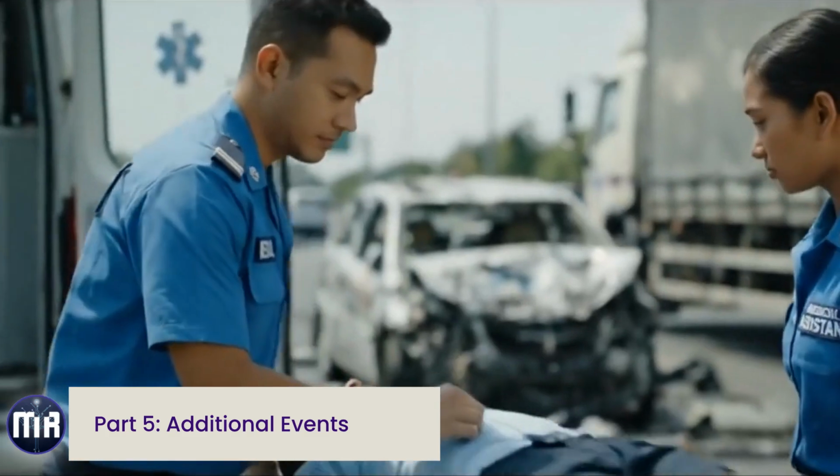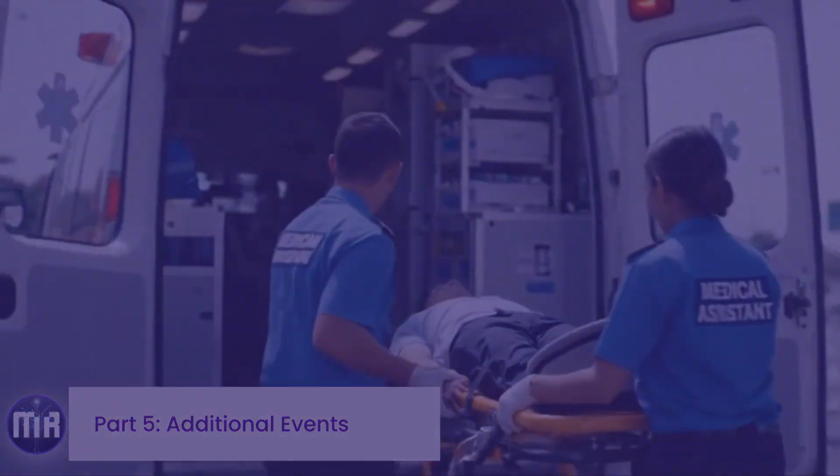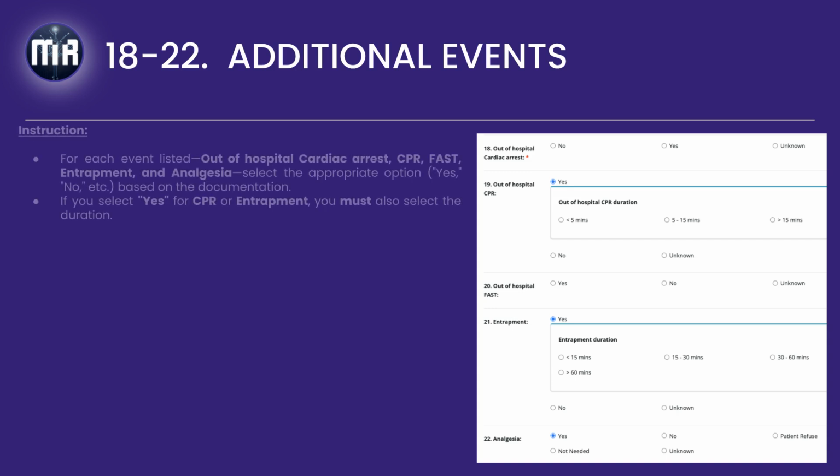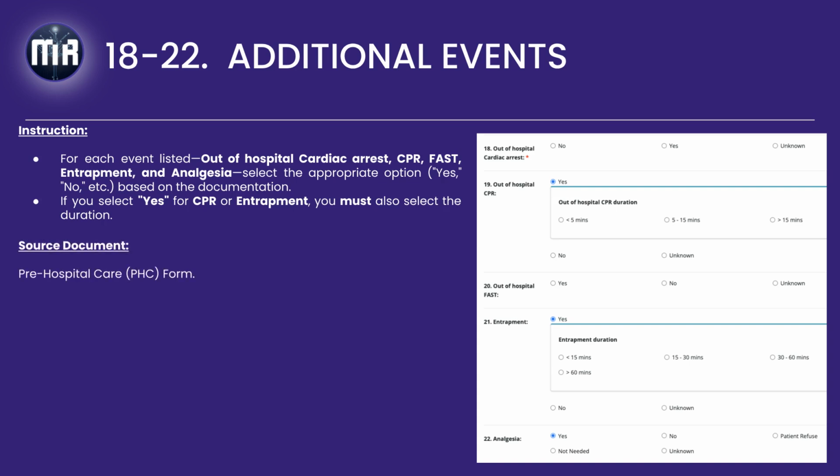Part 5. Additional events. We will now conclude Section 3 by covering the final set of fields, numbers 18 through 22. These fields are designed to capture other critical events that may have occurred during the pre-hospital phase. Your instruction here is straightforward. For each event listed, which includes out-of-hospital cardiac arrest, out-of-hospital CPR, out-of-hospital FAST, entrapment, and analgesia, you will select the appropriate option, such as yes, no, or unknown, based on the information provided in the pre-hospital care or PHC form.